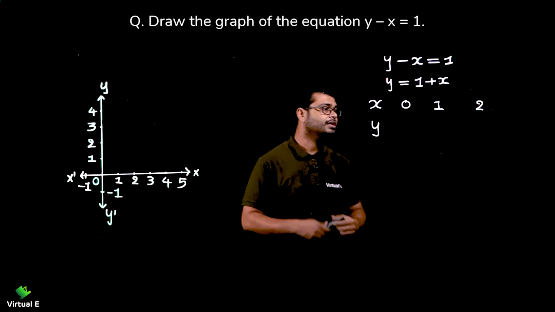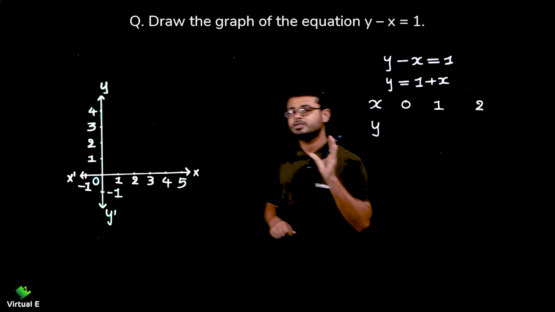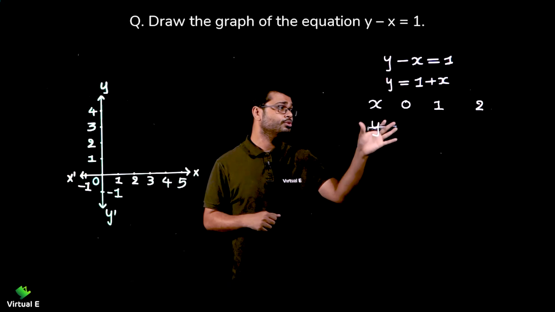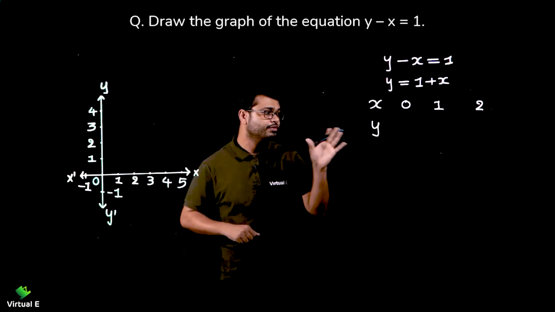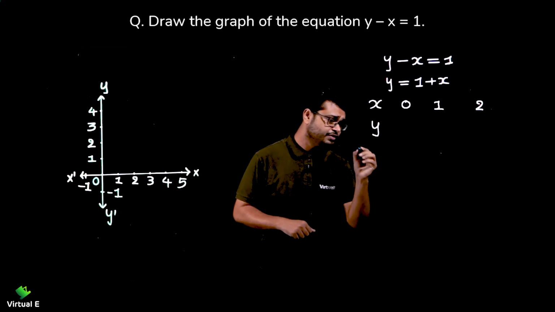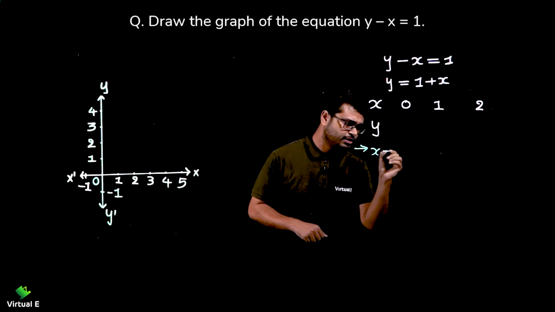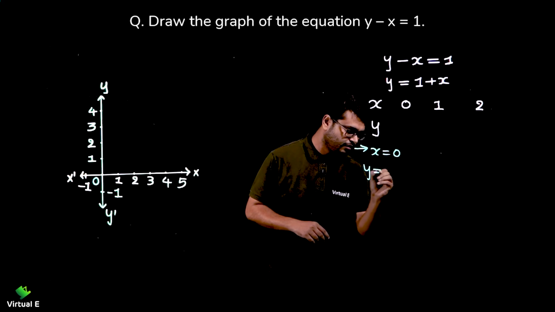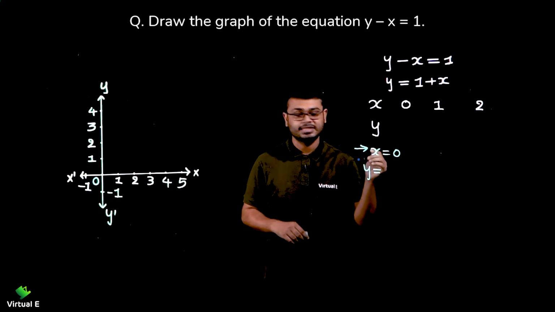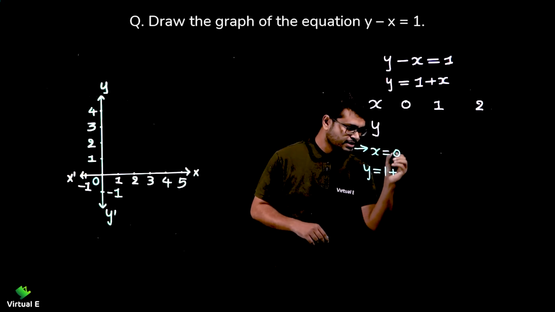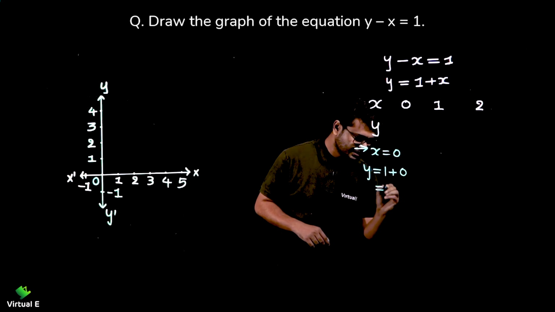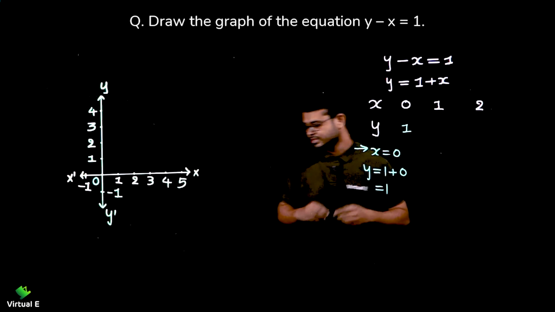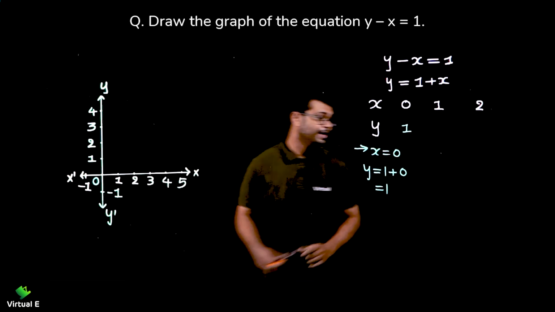Here remember, always show the calculation, as I told you. Don't only show the graph. Do show all the calculations that you do for this graph. First of all, x is equal to 0. Now the value of y is 1 plus x, so 1 plus 0 is 1. Very simple. I will get 1 here. Now let's move on to the next value.